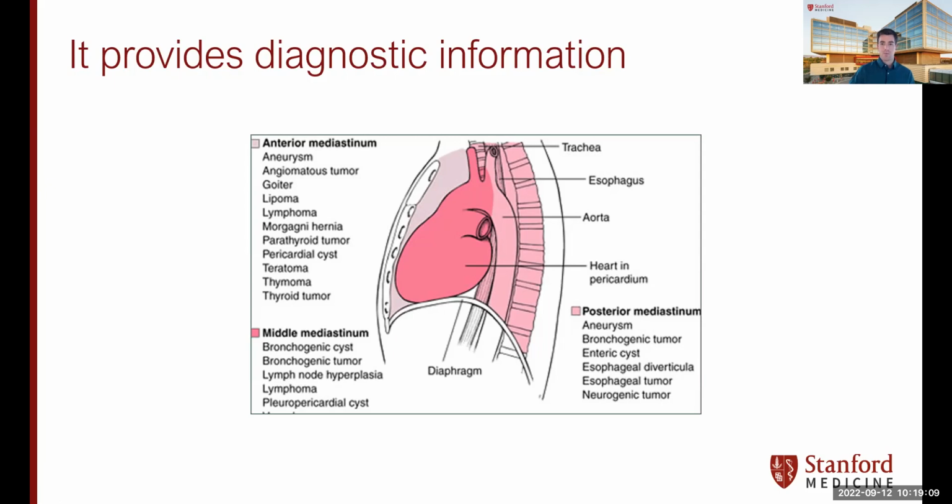So just by saying where something is, you give us a huge amount of information. Even if we don't actually know what's going on in there, we can narrow our differential a lot more just based on anatomic position.